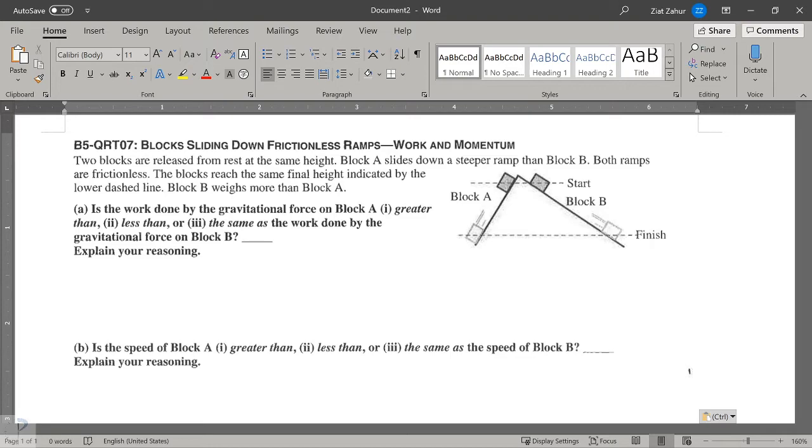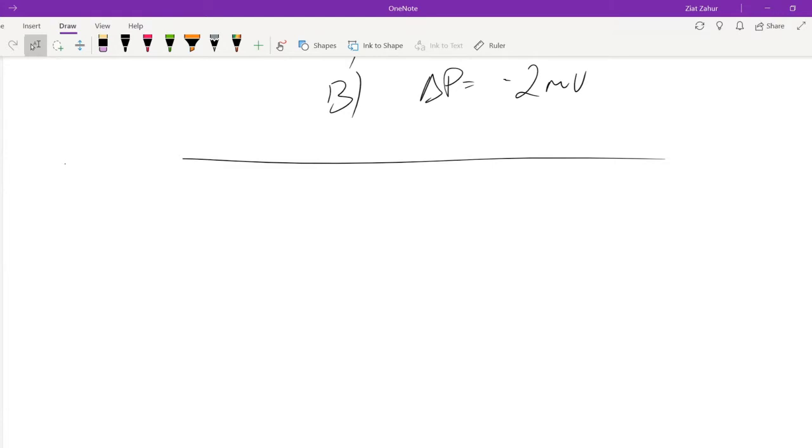So there it is frictionless. The masses are not the same. The masses are not the same. Right? So is the work done by the gravitational force on block A greater than, equal to, or less than? So let's take a look. What is the work done by gravity? Work done by the force of gravity must be equal to the force of gravity times d times cosine of the angle between them.